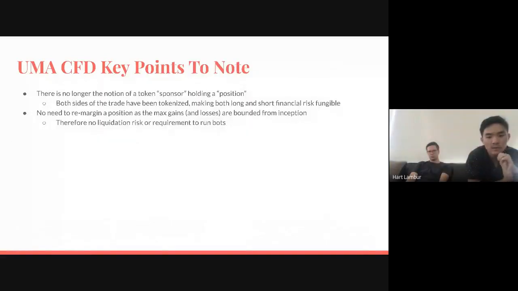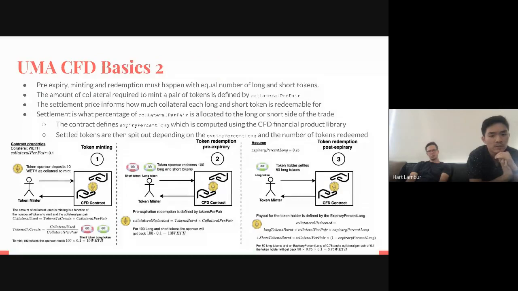Chris, okay, why are there two tokens? Like, what was the alternative design?